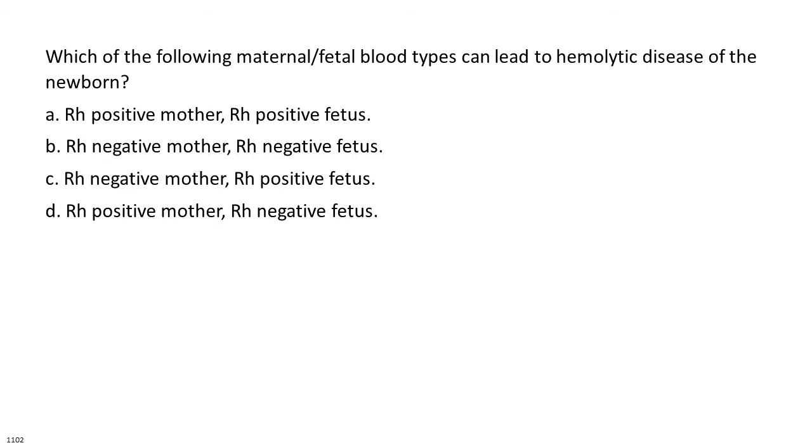Which of the following maternal, fetal blood types can lead to hemolytic disease of the newborn? A. Rh positive mother, Rh positive fetus. B. Rh negative mother, Rh negative fetus. C. Rh negative mother, Rh positive fetus. D. Rh positive mother, Rh negative fetus.